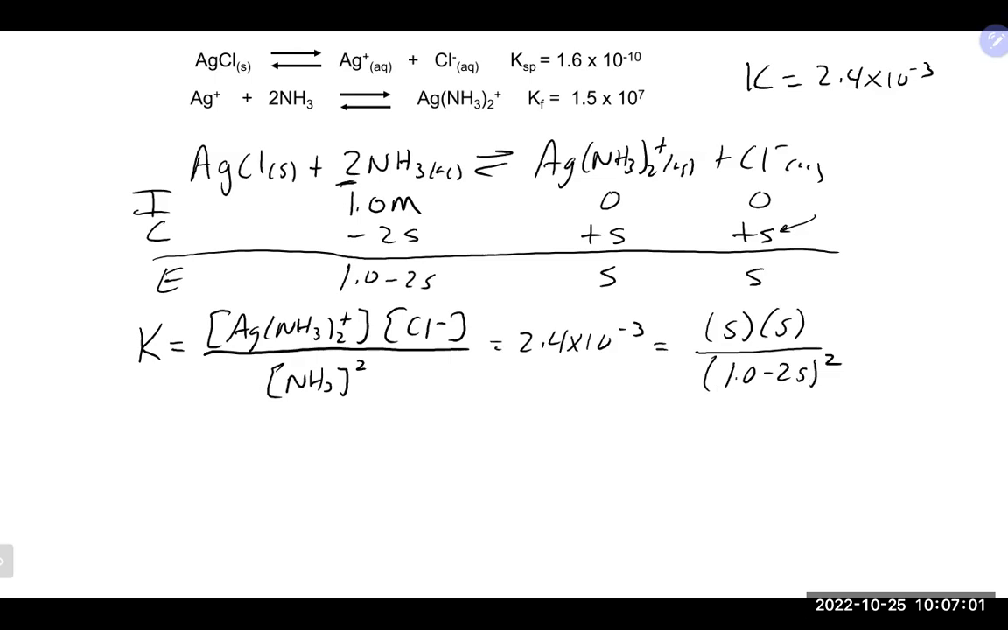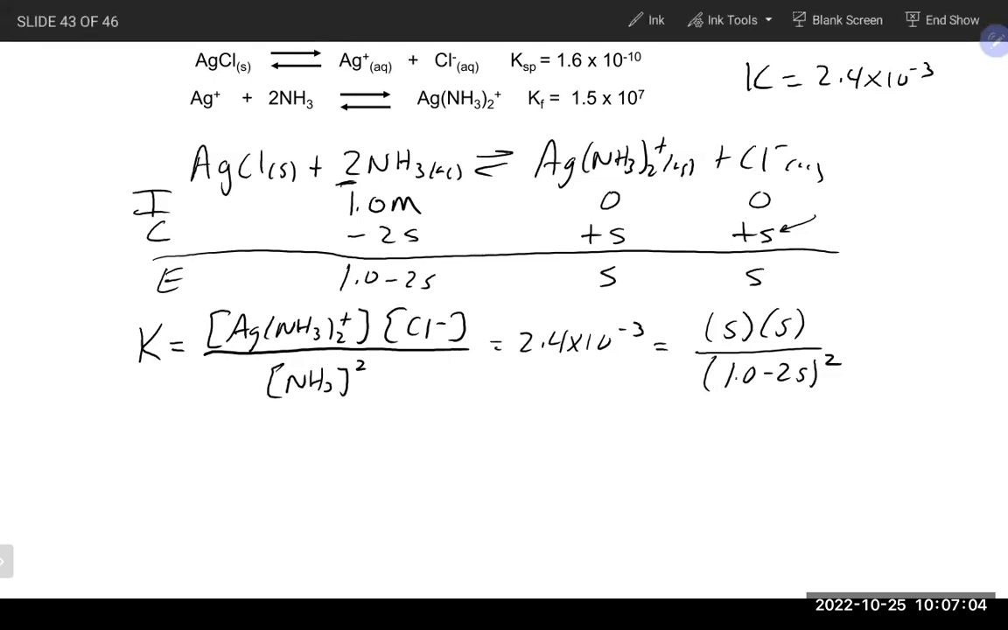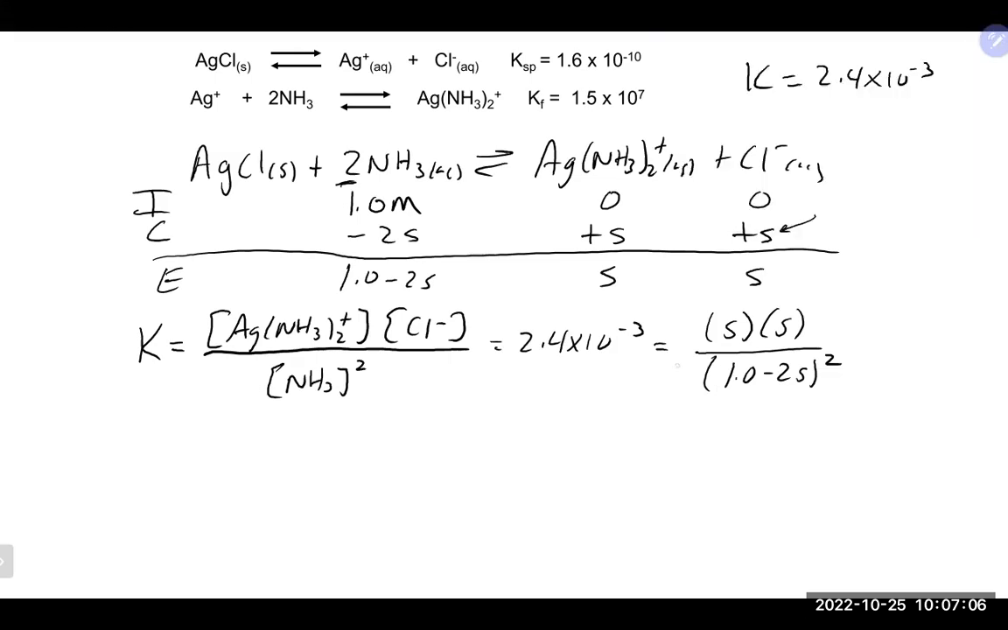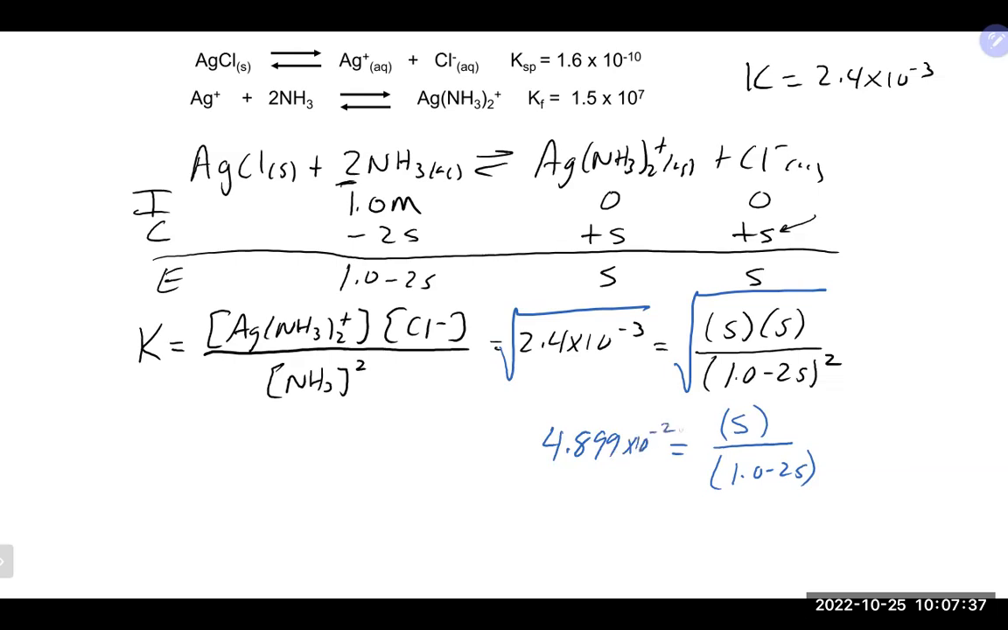At this point, we're going to solve for S, and just looking at it, I could put a big square root on both sides, and we're going to be okay in this case. When we take the square root of both sides, that will give us an S on top and 1 minus 2S on the bottom. And the thing I usually forget to do is take the square root of the other side. So let's do that. The square root of 2.4 times 10 to the minus 3 gets us 4.899 times 10 to the minus 2.